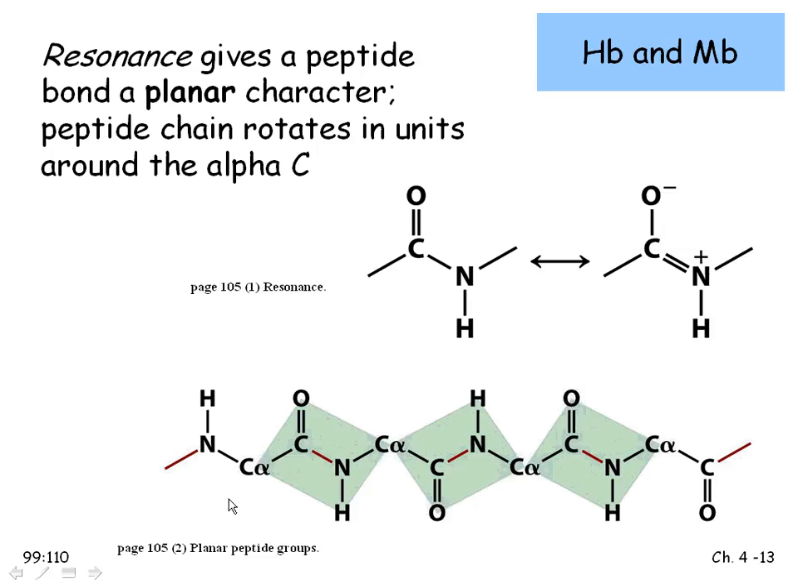However, this alpha carbon, so this is the central carbon of the original amino acid, the alpha carbon is not locked into things, so there can be rotation around this bond, and there can be rotation around that bond. So those 2 bonds off of the alpha carbon are what allow the peptide chain as a whole to rearrange and explore a bunch of different conformational space.